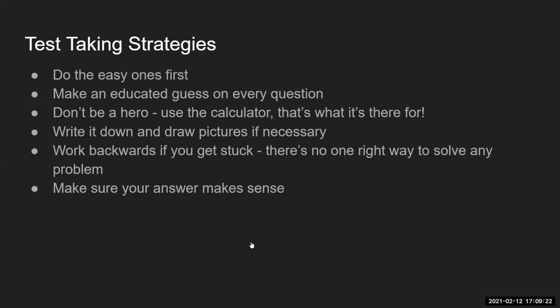This is not a test that you take in class where if you got the answer right, but you didn't do the process right, you're going to get points off. This is just the answer. The only thing that matters is you get the right answer.